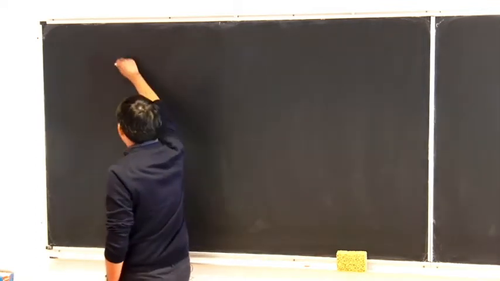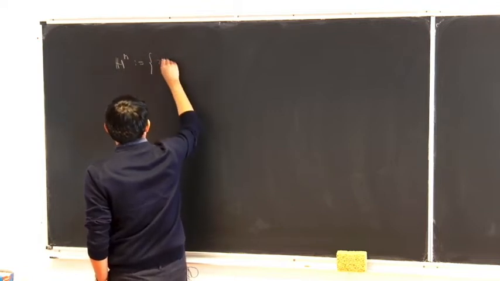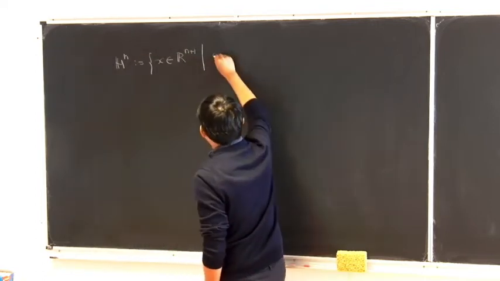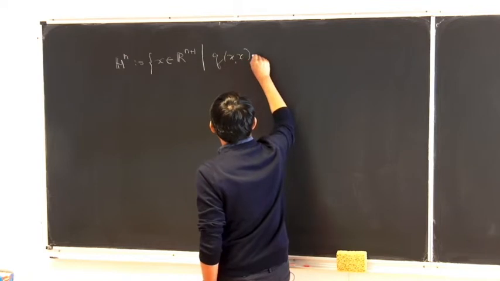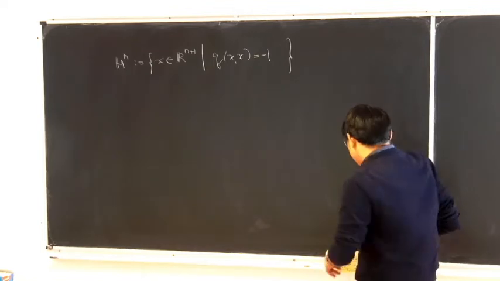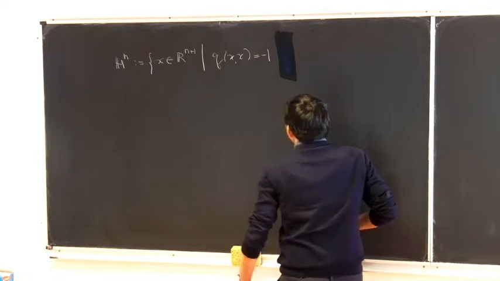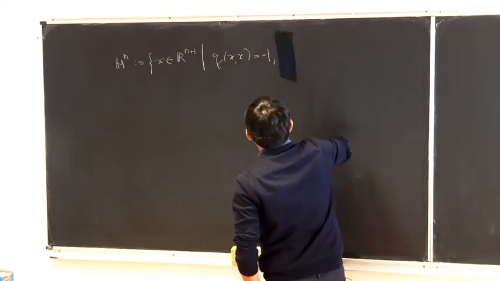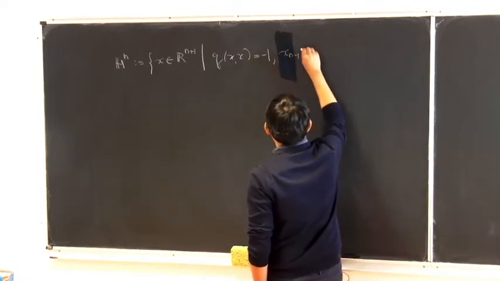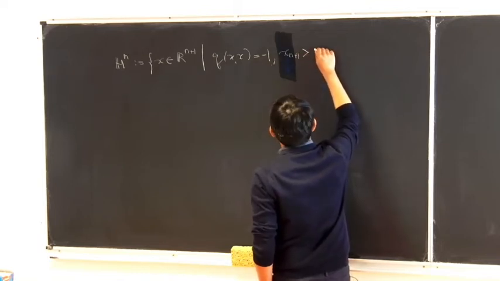Yesterday I defined H^n to be the set of all x belonging to R^(n+1) for which Q(x, x) equals -1. I wrote it this way, but actually we have to add one more condition: that the coordinate x_(n+1) has to be positive.